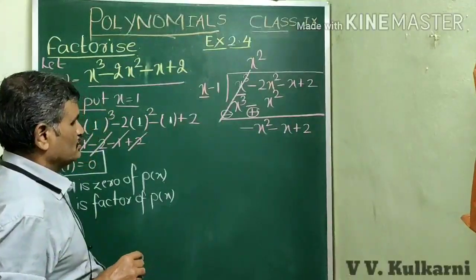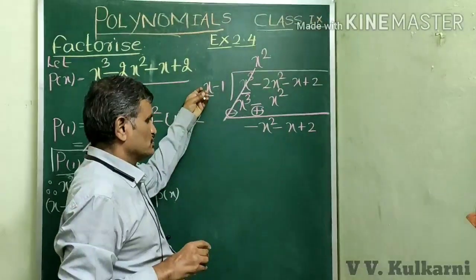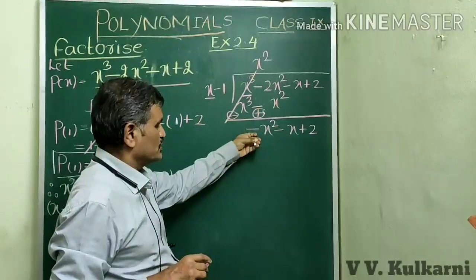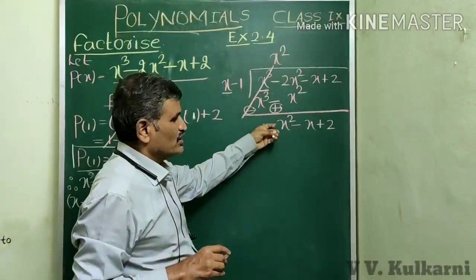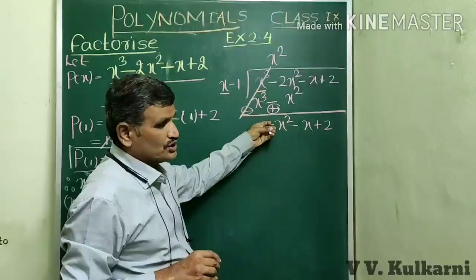Once again you see here the coefficient of x is plus 1, here the coefficient of x square is minus 1. So I should multiply this plus with minus to get the coefficients equal.